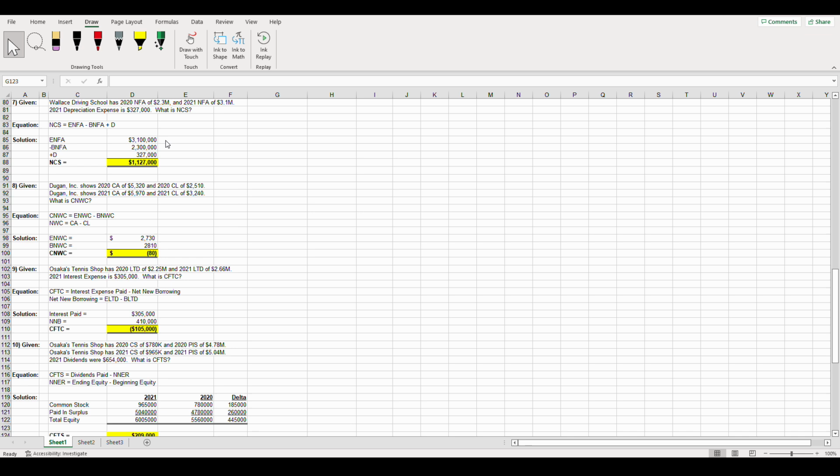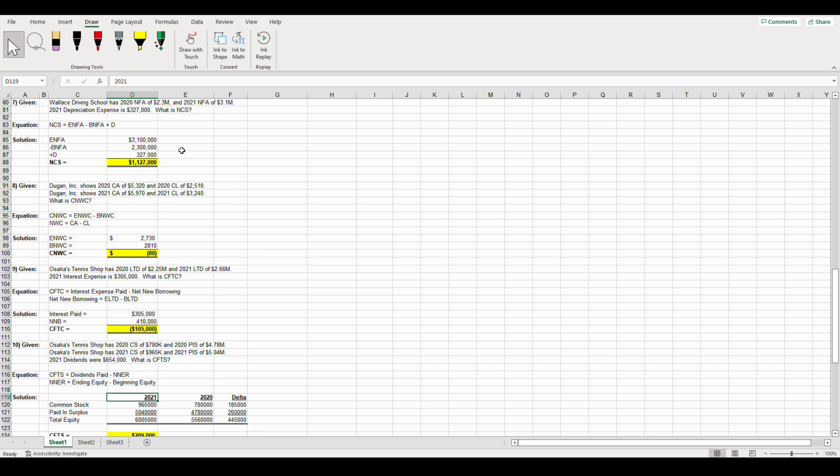All of that information is given. So your ending net fixed assets are 2021, 3.1 million. Your beginning net fixed assets are 2.3 million. That's 2020. And then I add back the depreciation of 327,000, and I get an answer of $1.127 million by taking equal D85 minus D86 plus D87. There's our answer to problem 2.7.